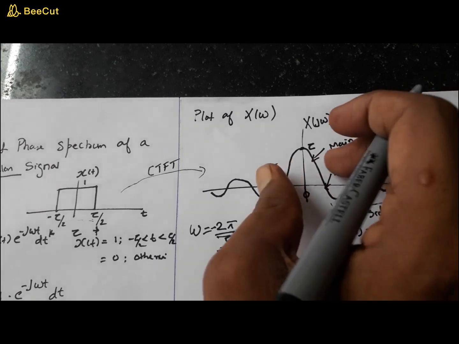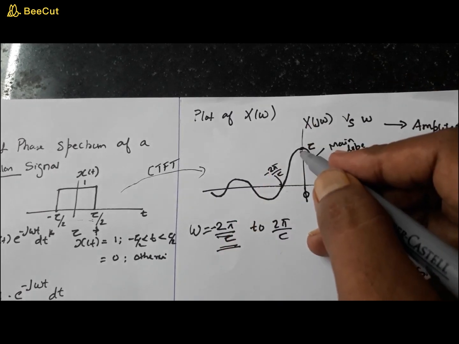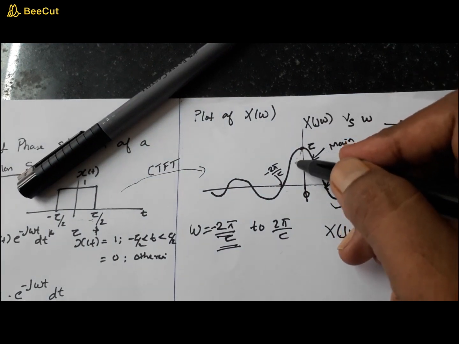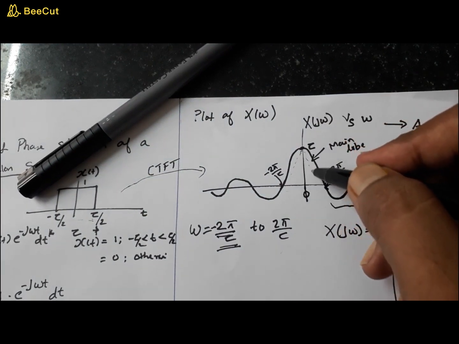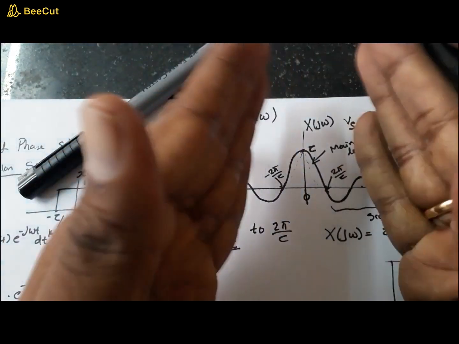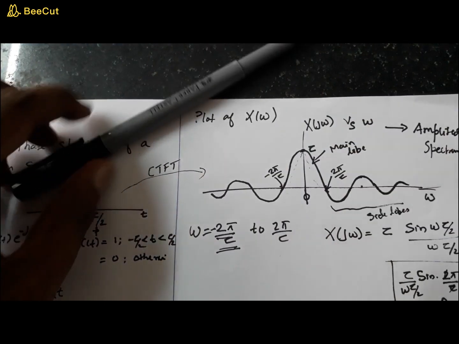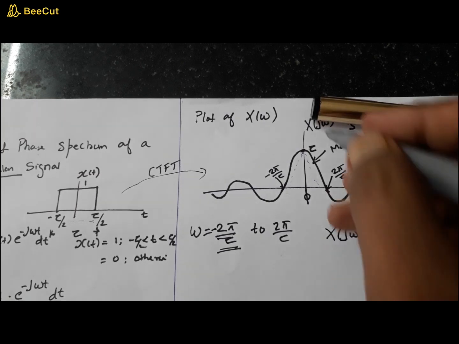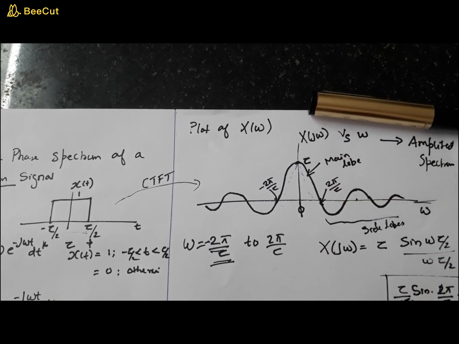That means this main lobe gets shrunk like this. So as 2 pi by tau decreases, you will have something like this. So this gets shrunk, so the main lobe gets shorter. The main lobe gets narrower and narrower as tau increases. So there is also such a relationship as well. Now going into this, so this is called the amplitude spectrum.